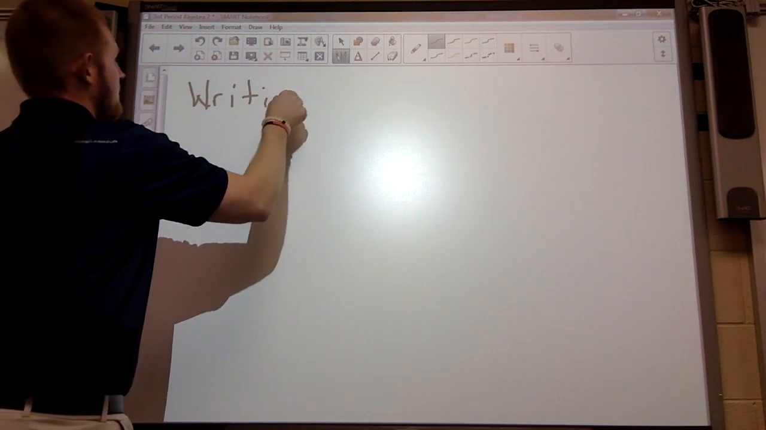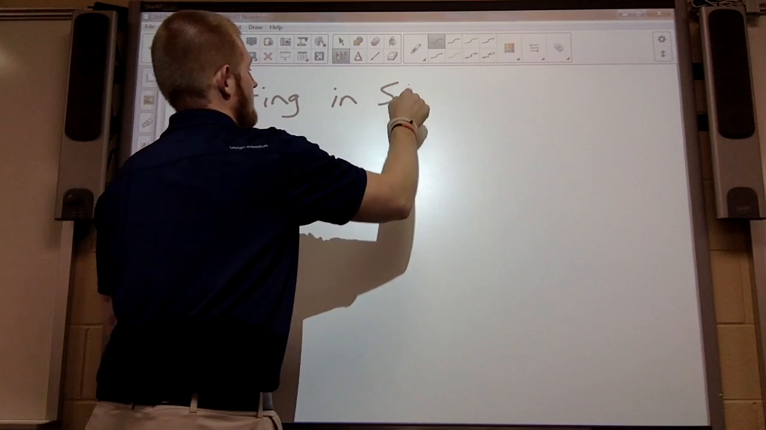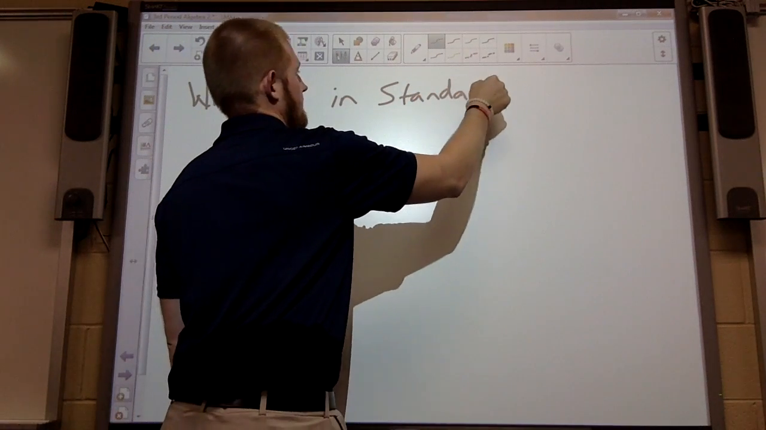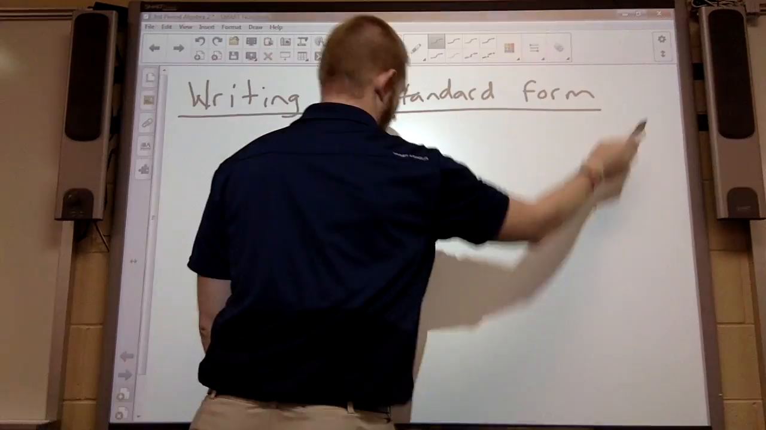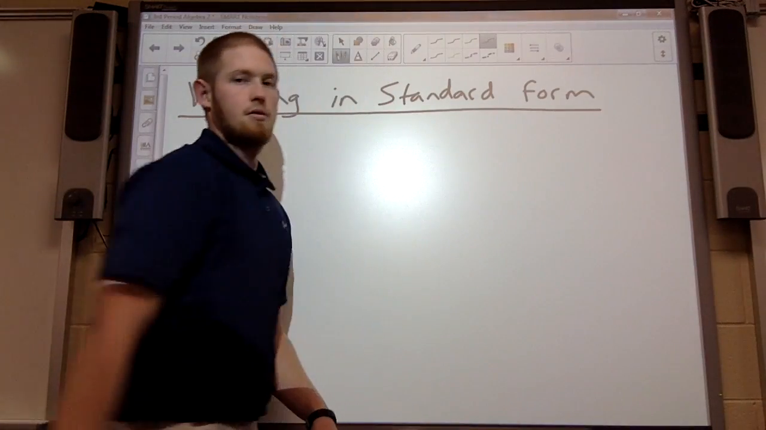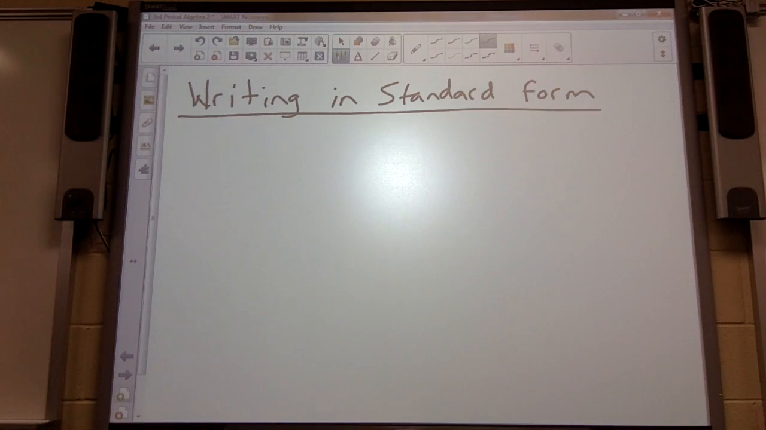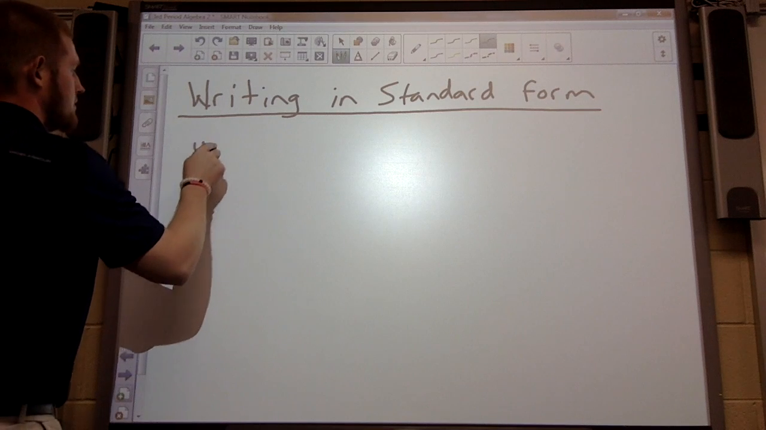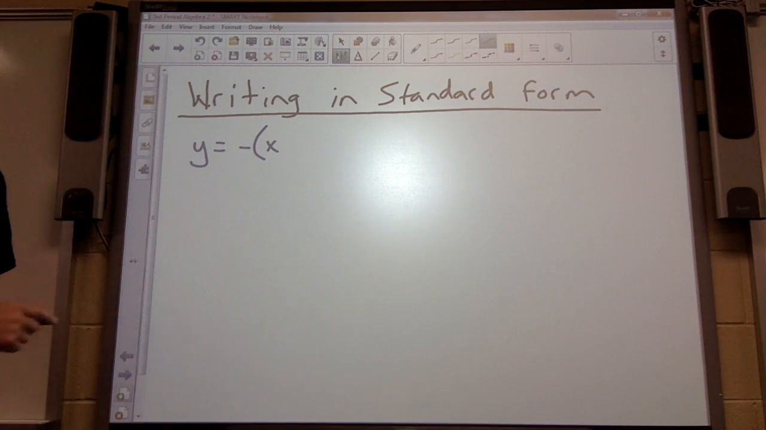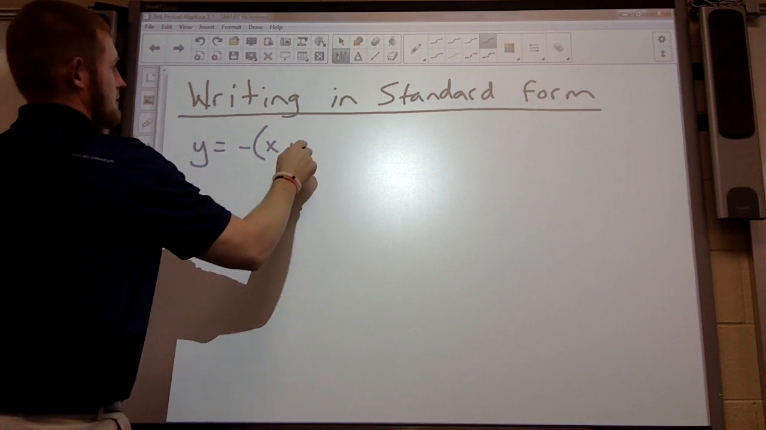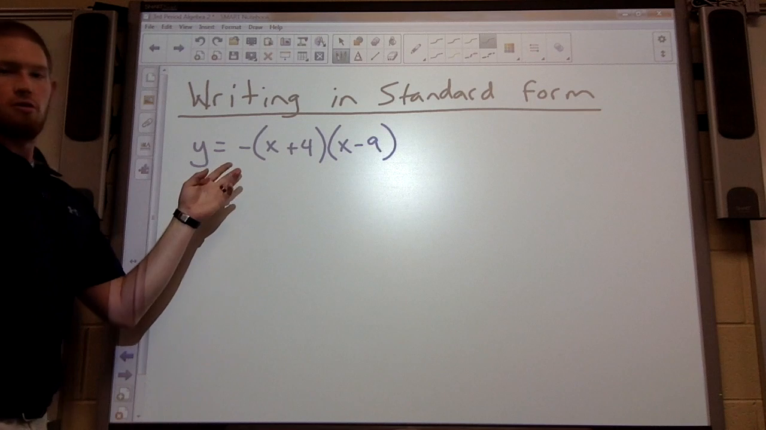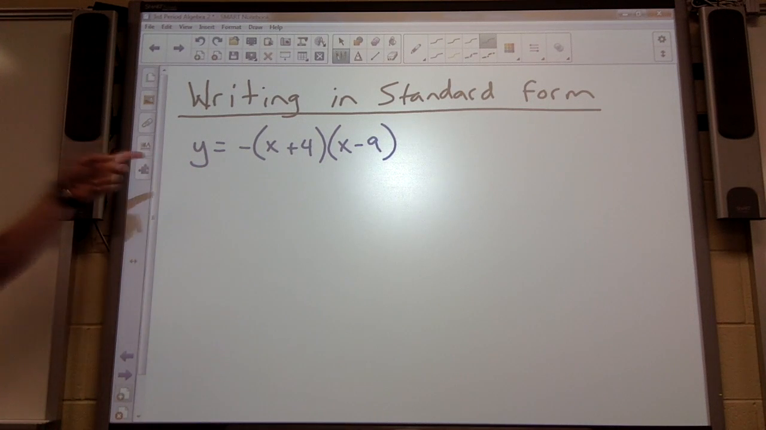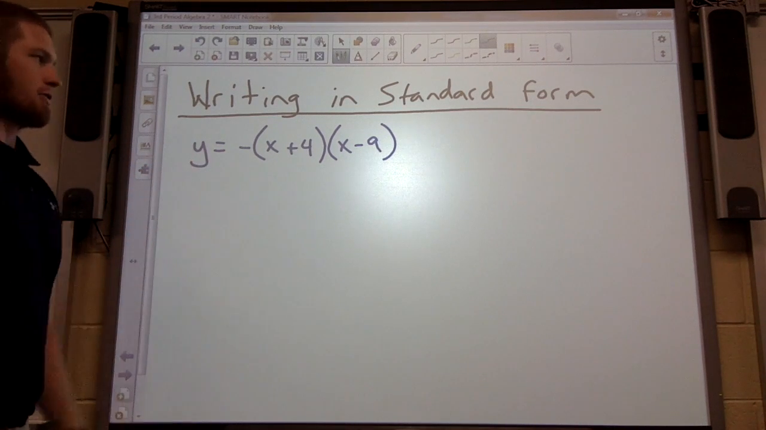Writing in standard form. All this is using your order of operations and simplifying things. Okay, so if I have y equals negative x plus 4 and x minus 9, hopefully you recognize that this was in intercept form, but I want it in standard form.